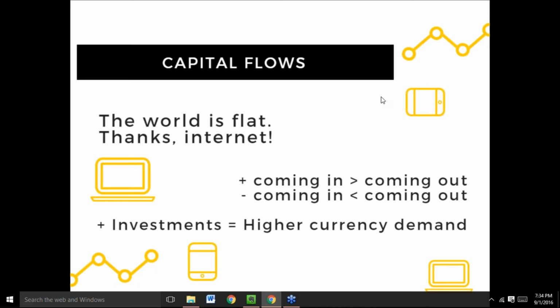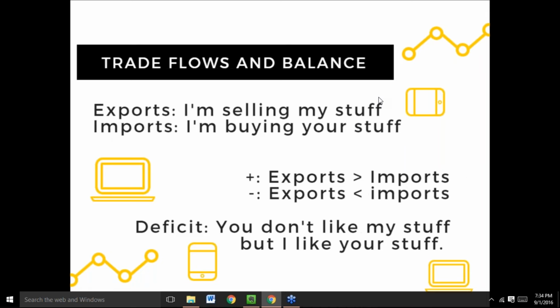Anyway, all right. So that's capital flow. With more investments in the country, there would be higher currency demand. So would you buy a currency that has more investments coming in? You should. Okay. Next, trade flows and balance. I like this order because it's easier to understand. Now that you know what capital flow is, you'll definitely understand trade flows and balance.